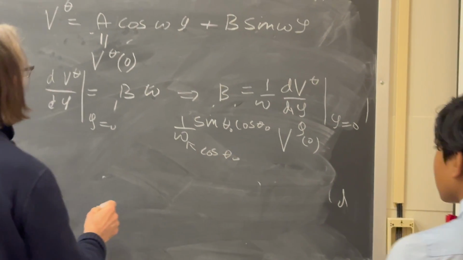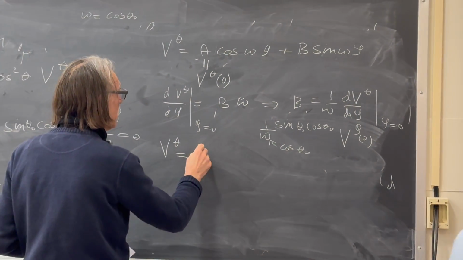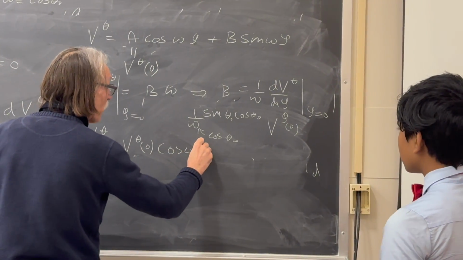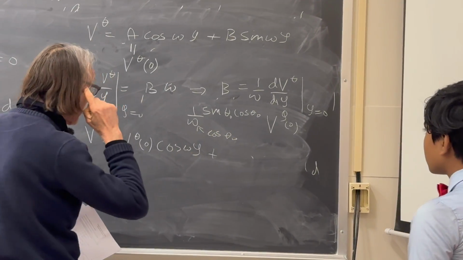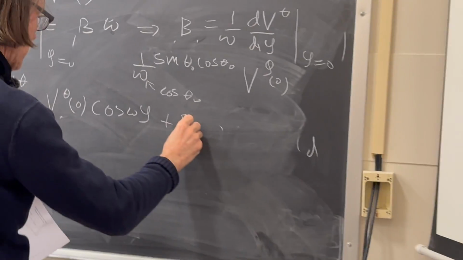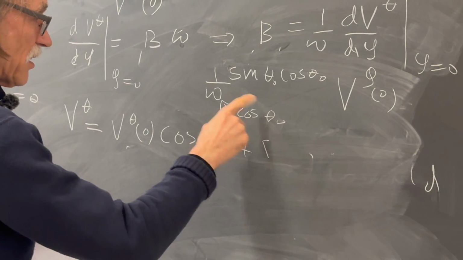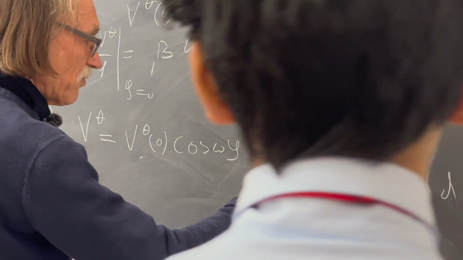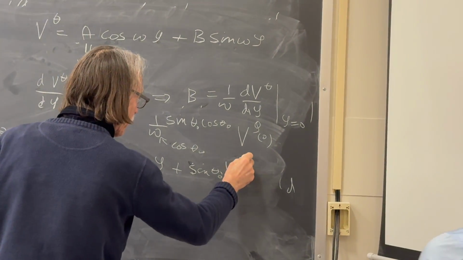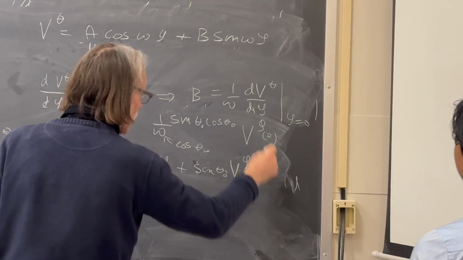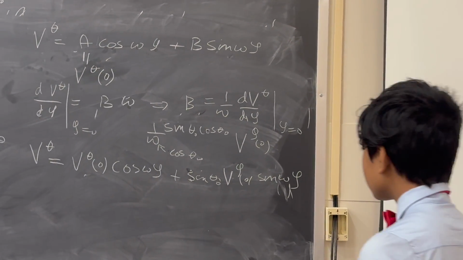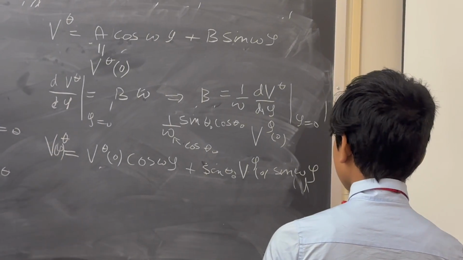So what we get is v theta is v theta at phi 0 times cosine omega phi plus b, and b looks like the sine of theta naught v phi of 0. Here you said the sine of theta 0, this times that, times v phi at 0, and then indeed the sine of omega phi. So this is how the vector depends on phi by parallel transport.